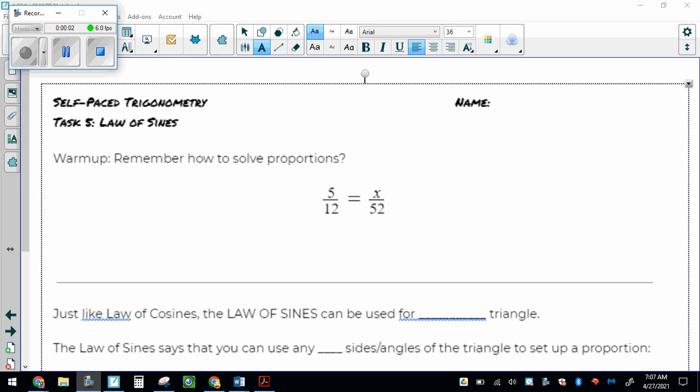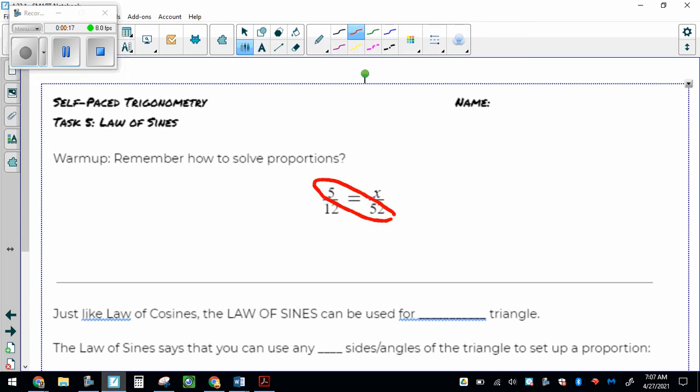All right, guys, today we're doing law of sines. As a warm-up, I'll just remind you, when we did the ACT, we solved proportions, a fraction equaling a fraction. The way that we solved those was we cross-multiplied. So you're multiplying together these guys and these guys. Let me write that out.